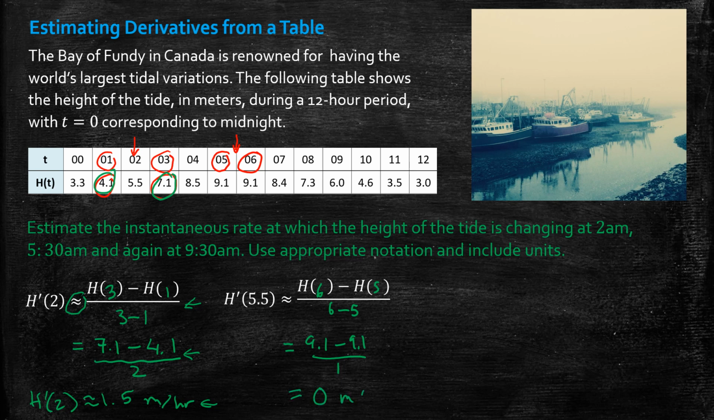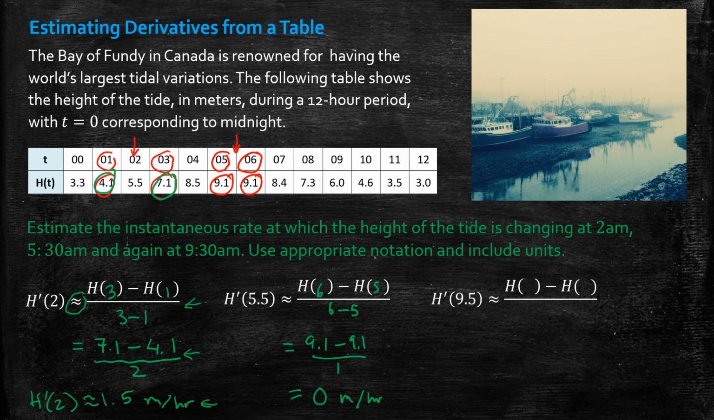So we are estimating that, if you notice, the values don't change. Look, 9.1, 9.1. So even though we know that something's happened in between, that's really all we can do. That's our best guess at what the rate of change of the height of the tide is at that time.